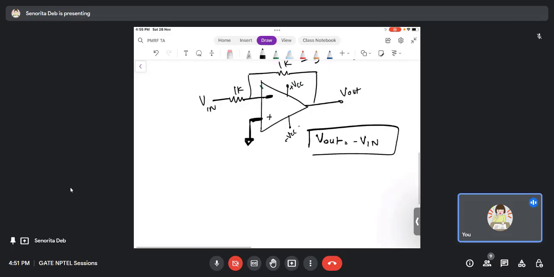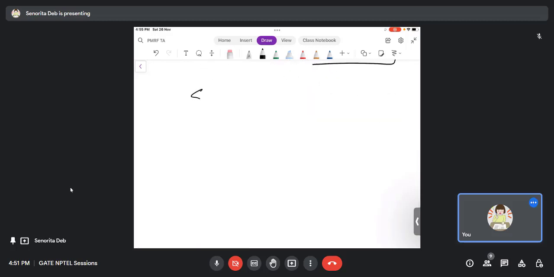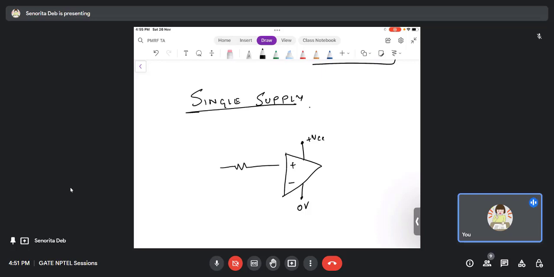Now if I have a single supply op-amp, please understand this. If I have a single supply, then what will happen? This goes from plus VCC to 0 volts. So all the power rails it has are positive, so it cannot take any negative values. In this case, what happens? How will you achieve an inverting amplifier?